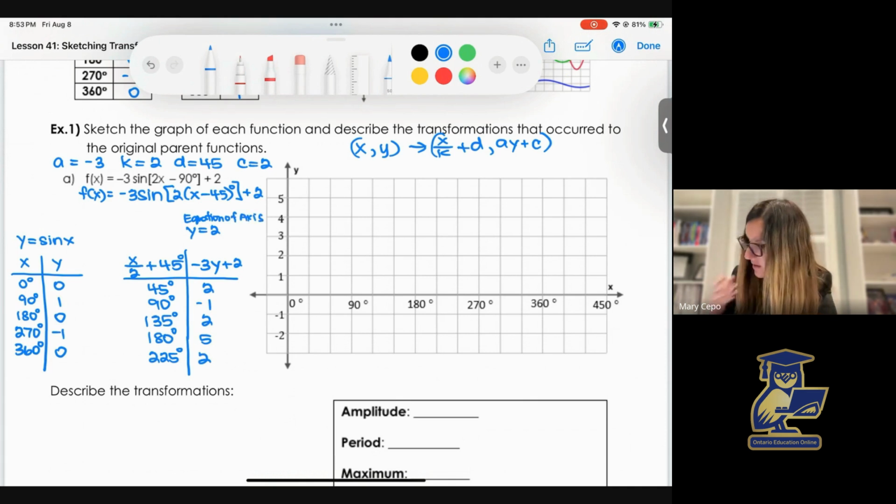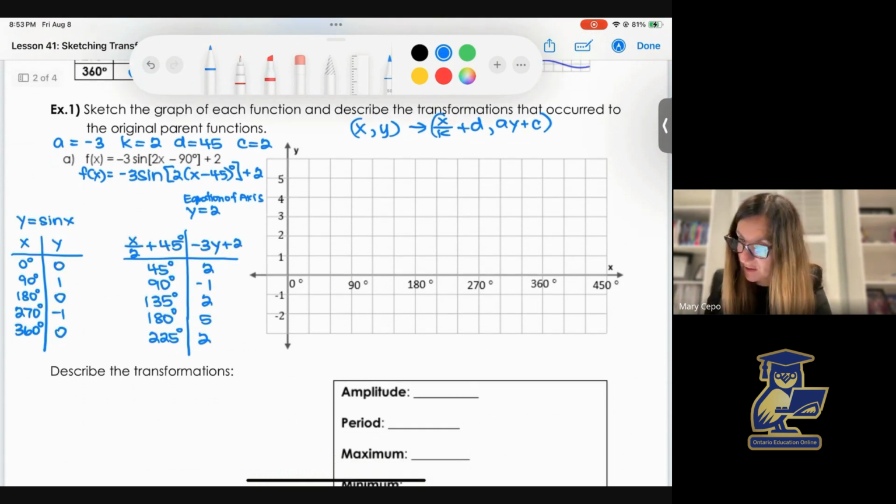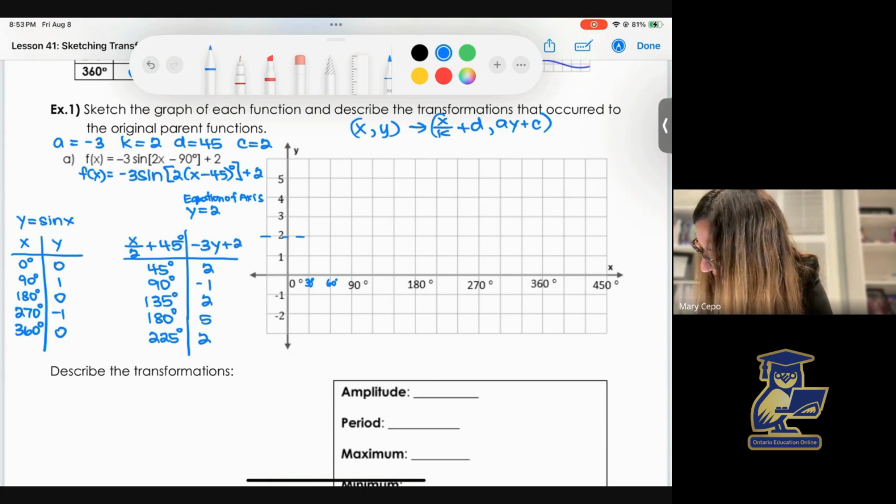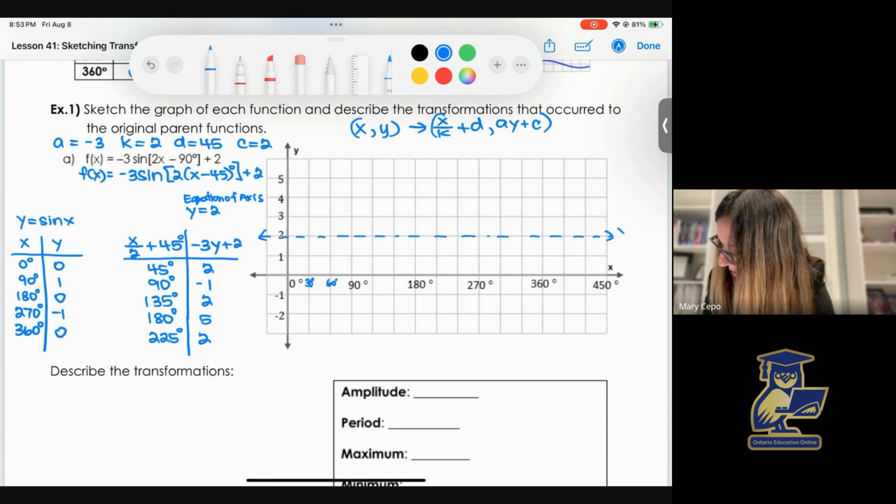Okay, so the scale is already created for us, which is great. So at 45, keeping in mind the scale goes by 30, we start at 45, so that's between 30 and 60. Okay, best idea is to always plot that equation of axes first. So it's that horizontal dotted line. So we know that's y equals 2. Okay, so at 45, we're at 2.